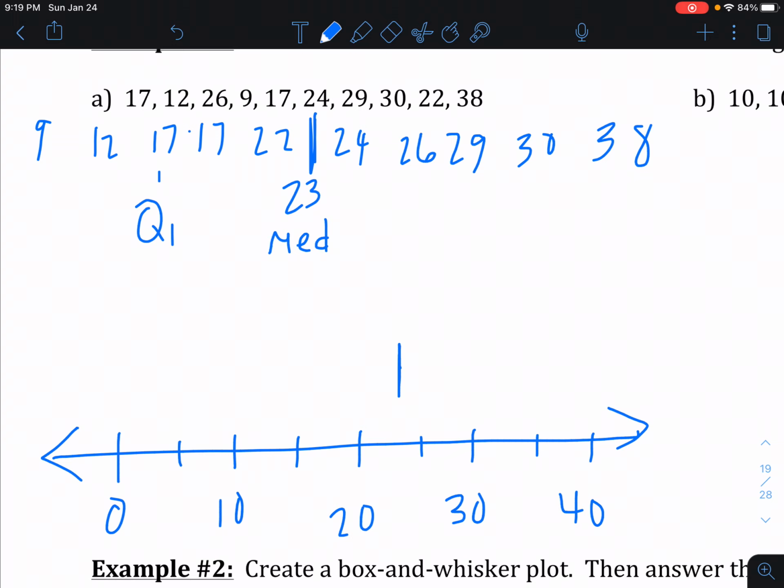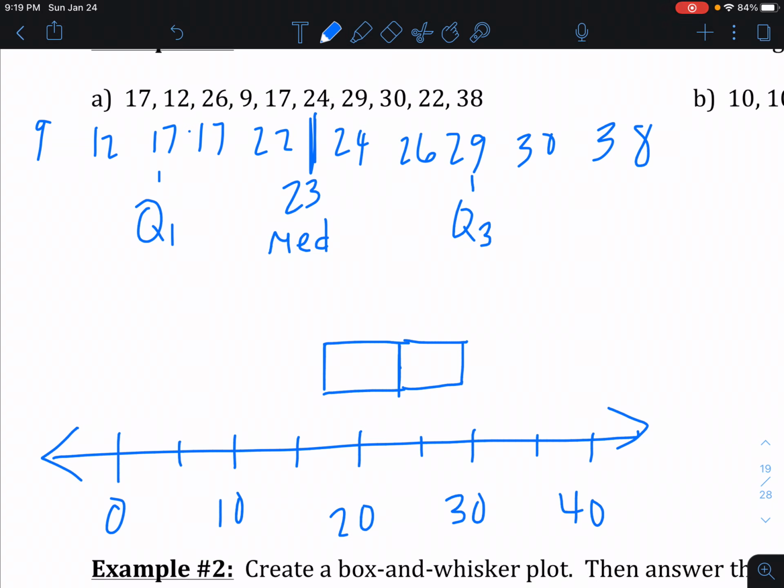So that's the left side of my box, where 17 is. Connect it. And then for my third quartile, I look at my top half of numbers. My middle number there would be 29. So that's called my third quartile, or upper quartile. So 29 would be the right side of the box, and then I connect it.